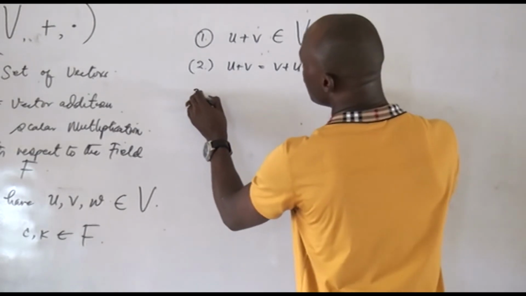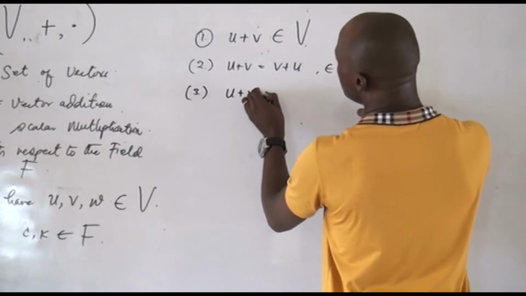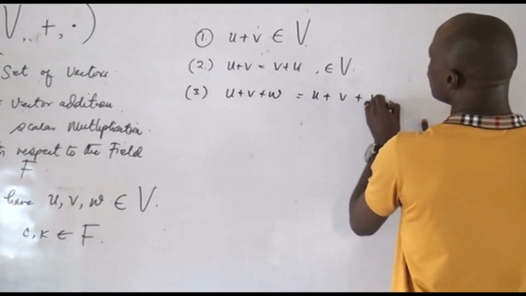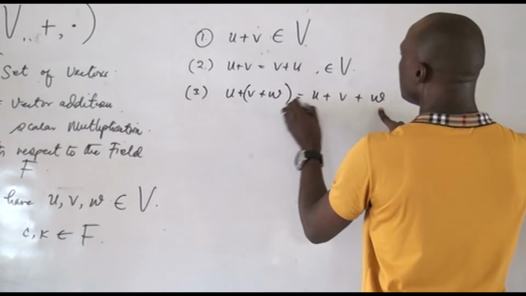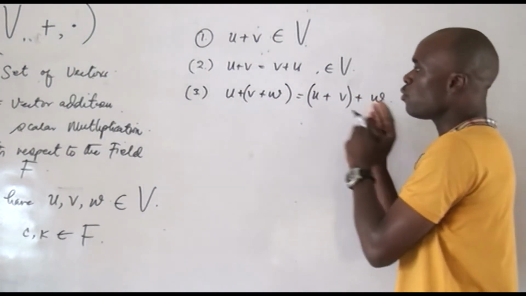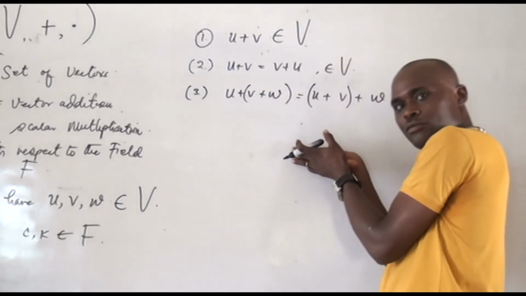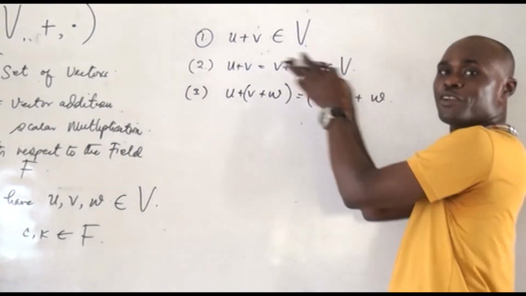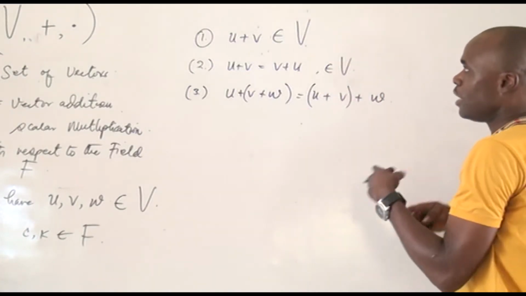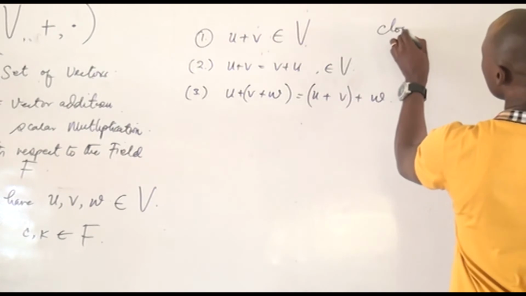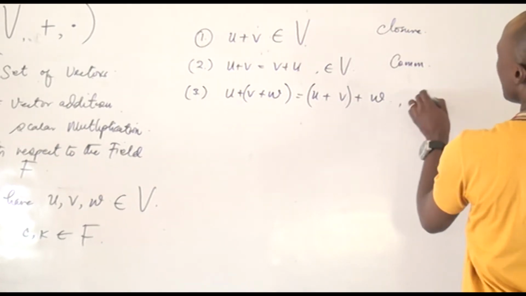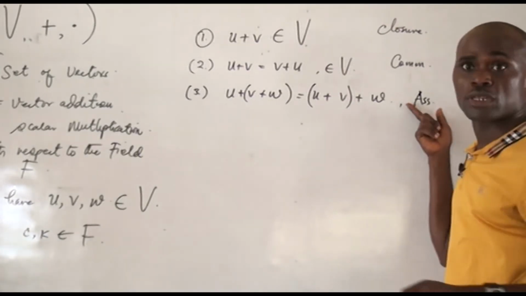Number three is that u plus v plus w, the order in which you take them does not really matter. If you want to add the second and third before the first, or the first and second before the third, however you want to add them, it's okay. So this is closure, this has to do with commutativity, and this has to do with associativity.